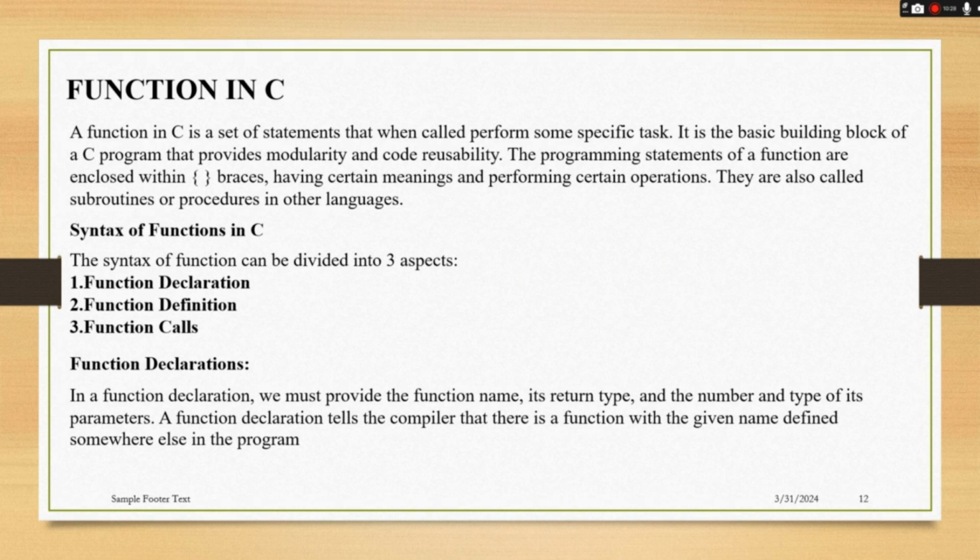Syntax for the function in C. It is divided into three aspects: function declaration, function definition, and function call. In a function declaration, we must provide a function name, its return type, and the number and type of the parameters. The function declaration tells the compiler that there is a function with a given name defined somewhere else in the program.